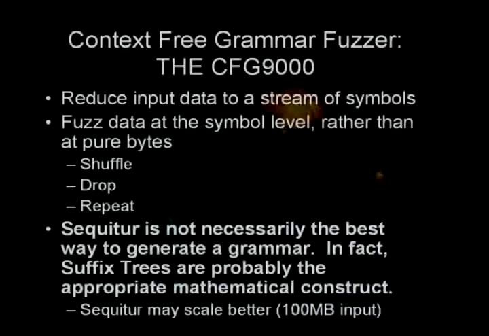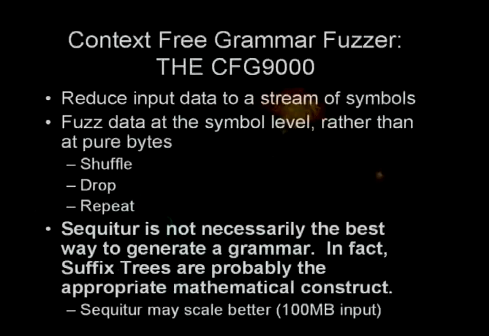So, context-free grammar fuzzer, CFG 9000. Reduce the input data to a stream of symbols, fuzz on the stream of symbols. Shuffle the symbols, drop symbols, repeat symbols. Now, sequitur is not necessarily the best way to generate this stream of symbols. In fact, there's an explicit line of separation between sequitur, a symbol finder, and CFG 9000, which, given a context-free grammar, actually fuzzes that grammar. In fact, sequitur might not even be the right tool set to use.